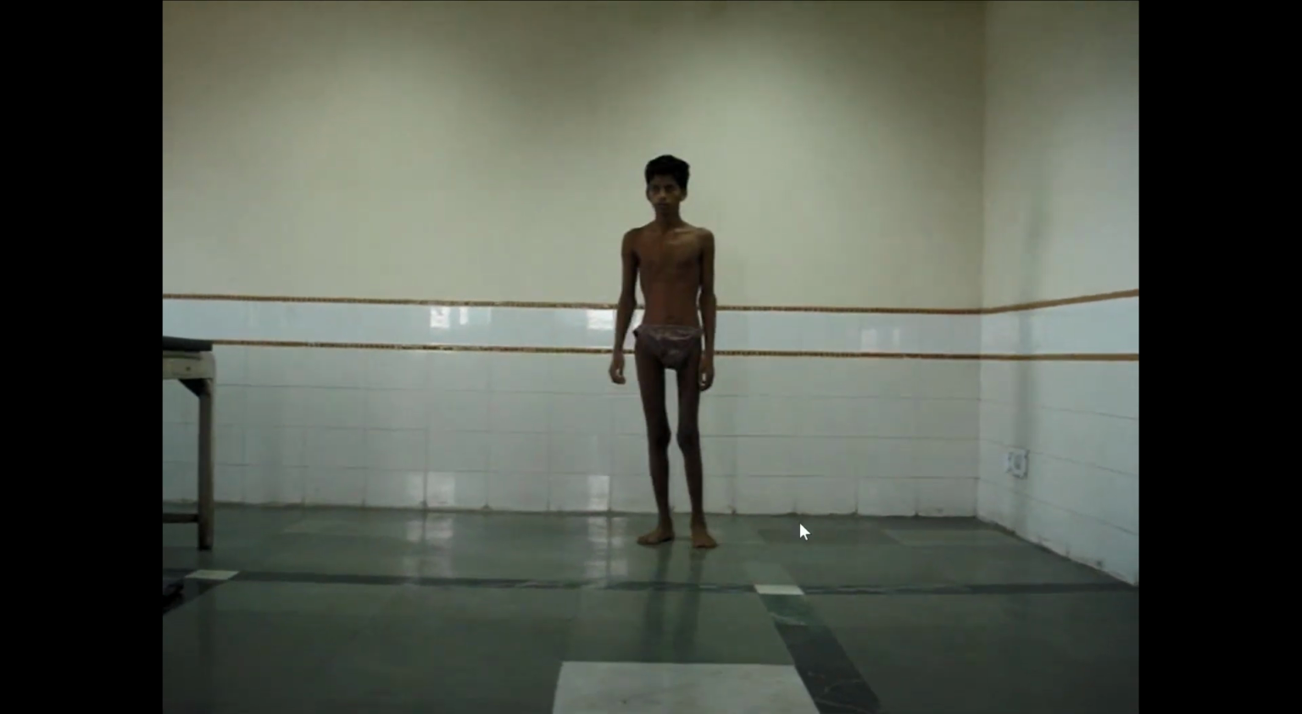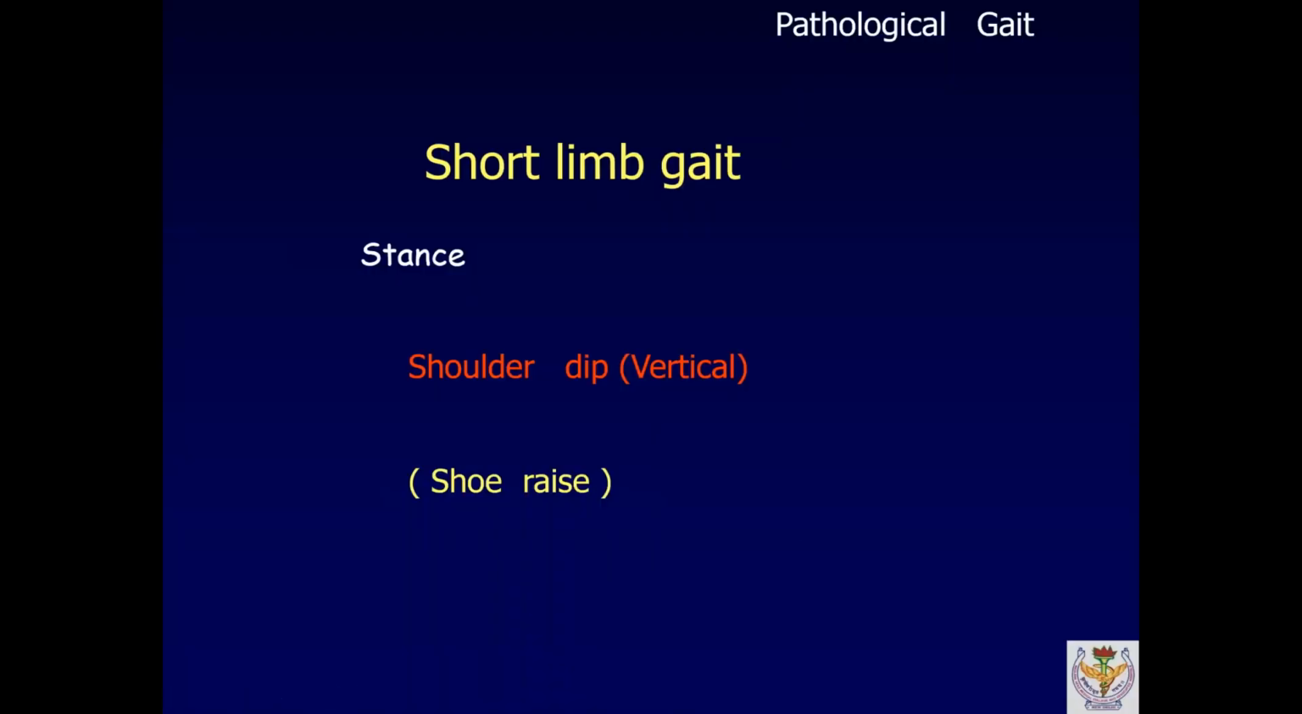short in antalgic gait. In the short limb gait, there is no pain. It's just that the limb length discrepancy is there. So one limb is shorter than the other. So what happens when he's walking on the side which is shorter, right? There is no lurch because the abductor muscles or the fulcrum or the power is not affected. It is just the limb length discrepancy. So there is no lurch. It's just the shoulder will go vertically down.